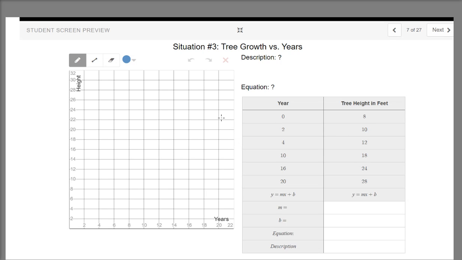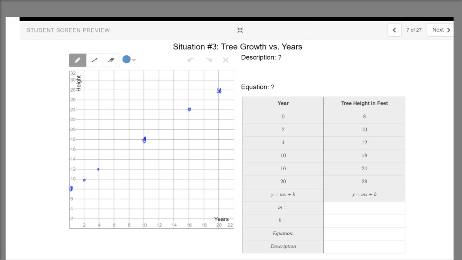So I'm going to plot those points on this graph. For example, at year 0, it's 8 feet tall. That's how high it is. At year 2 it's 10 feet tall. At year 4 it's 12 feet tall. All right, so on and on. Let me fill those in. Notice we skip all the way to 10 years, and then 16 years is all the way here. At 16 years it's 24 feet tall. And at 20 it's 28, so it's right here.